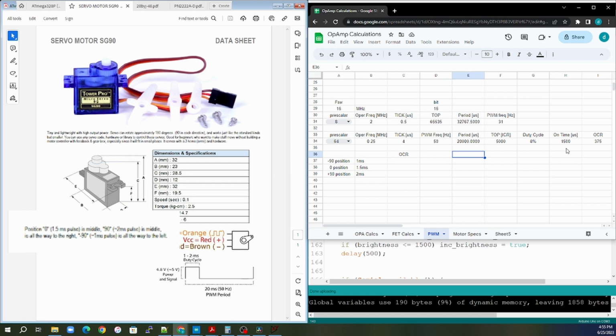Now we need to figure out what our OCR value has to be. We know what our ICR is, so we've got our period of 20 milliseconds. Now we need to know what our OCR value is for these different positions. We can see here that with a duty cycle of about 8%, we have the time of 1.5 milliseconds. That gives us an OCR of 375. If we go to a 5% duty cycle, that gives us an on time of 1 millisecond, and that OCR is 250. And same thing, if we take this up to a duty cycle of about 10%, that gives us a 2 millisecond pulse and an OCR of 500.